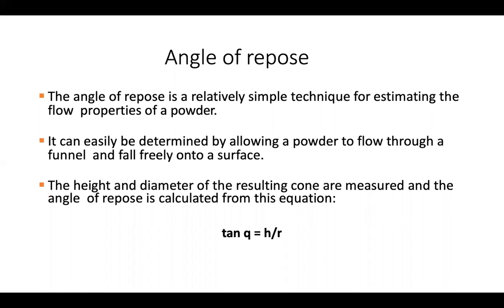ये आपने पढ़ा होगा उसमें physical for angle of repose. Now the angle of repose is a relatively simple technique for estimating the flow properties of powder. It can easily be determined by allowing a powder to flow through a funnel and fall freely onto a surface. The height and diameter of the resulting cone are measured, and the angle of repose is calculated from this equation: tan θ equals height H over radius R.